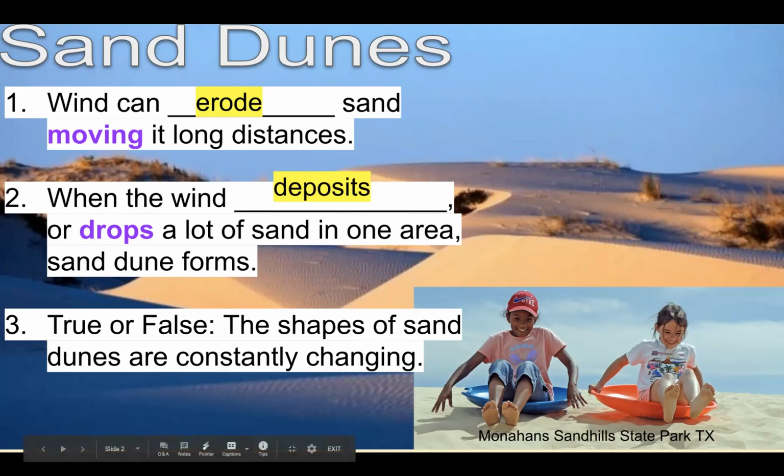Now, we actually have sand dunes here in Texas, and it's located at the Monahans Sand Hill State Park, and that is in Monahans, Texas. It is near Odessa, Texas. So if you've ever driven down toward El Paso or to Mexico, you probably passed through Odessa or Monahans. And so the picture that you're seeing here is of two girls that are actually sandboarding. So I know here in Texas, we don't get a lot of snow, so we can't go sledding down the snow, but we can definitely go sandboarding. So that looks like a fun little activity to do.